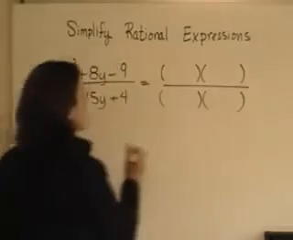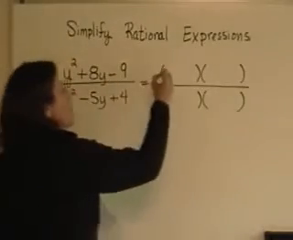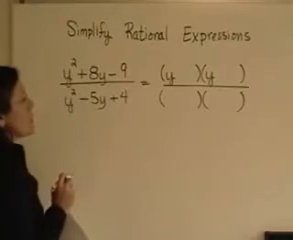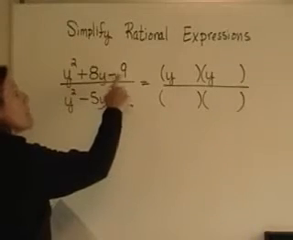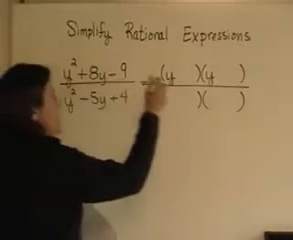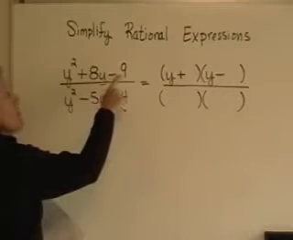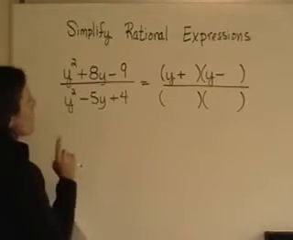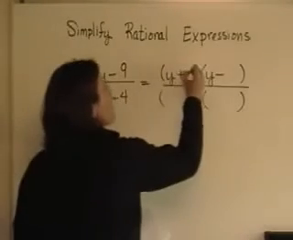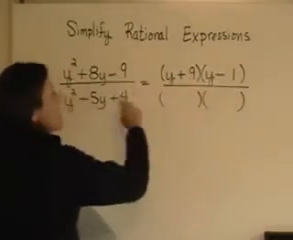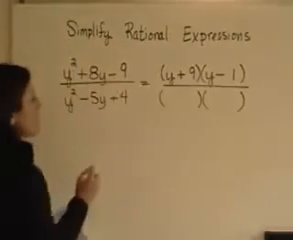Let's look at the numerator first. I've got a 1y squared in that numerator, so I'm going to put a y in the front of each of these binomials. Now I'm looking for two numbers whose product is a -9. That means one's got to be positive, one's got to be negative. And those two numbers have to add to be 8. So there's no way 3 and 3 will work. It looks as though I'm going to have to use a +9 and a -1. Their product is a -9. They do add to be a +8.